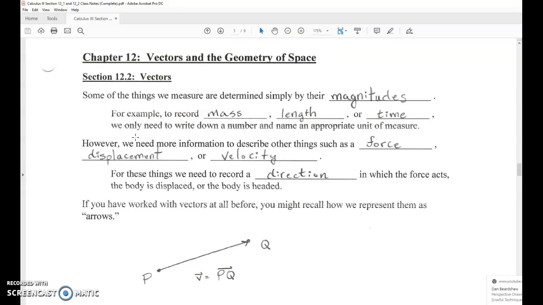However, we need more information to describe other things, such as a force, a displacement, or a velocity. In other words, what we need is to record a direction in which the force acts, or the body is displaced, or the body is headed when you're talking about force, displacement, or velocity.